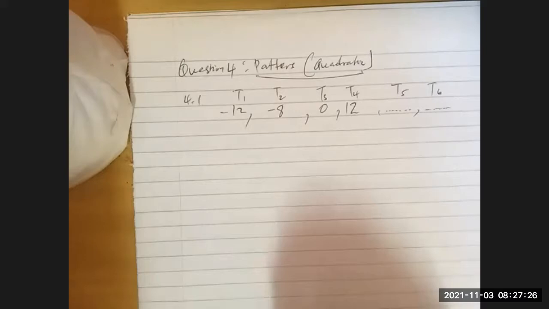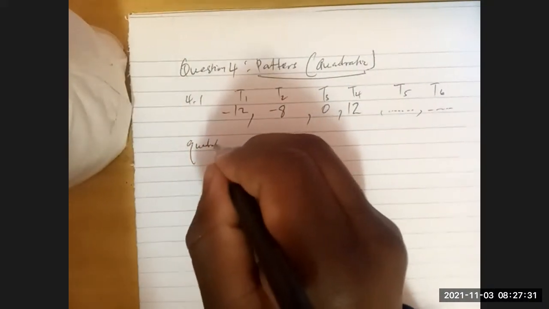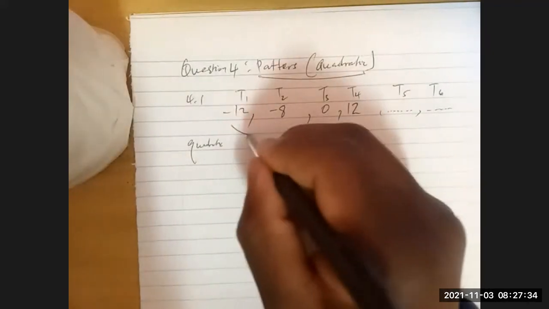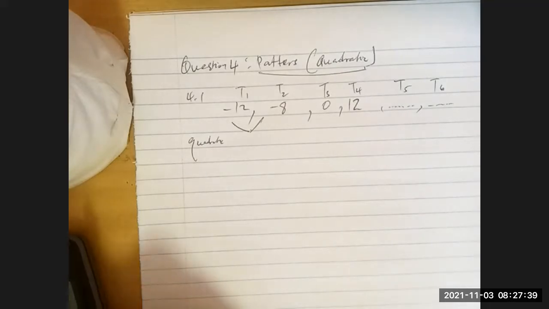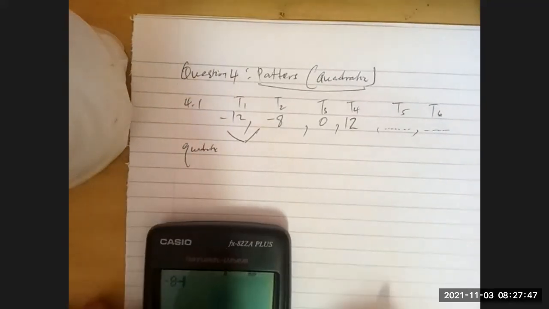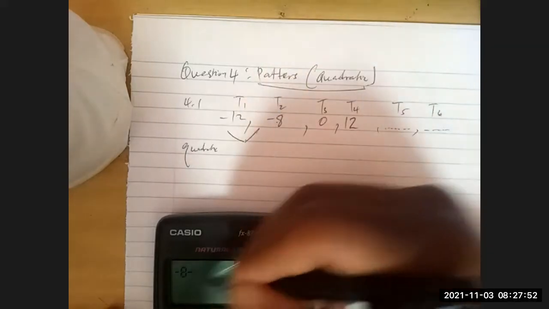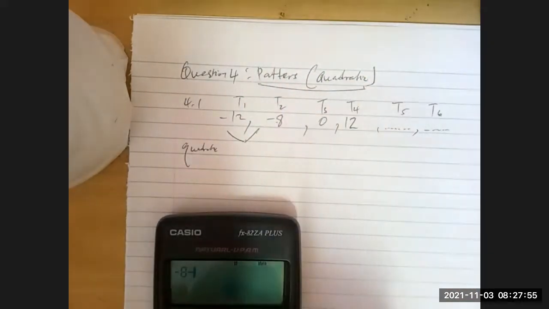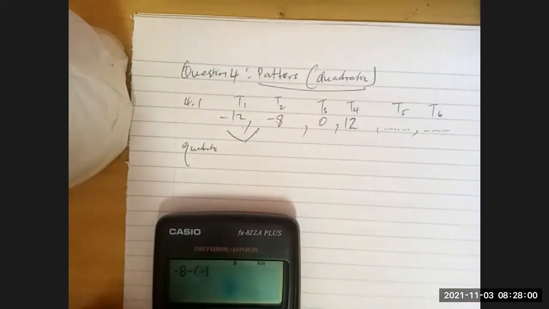Now, they mentioned that this pattern is quadratic, and one thing that we know about quadratic is that the first difference is never the same. So if you say negative 8 minus, this is something you must be careful of. Remember, we find a difference by saying negative 8, then minus. The minus is for getting the difference, and what is the same here? It's negative 12. So minus negative 12. Be careful of such cases.